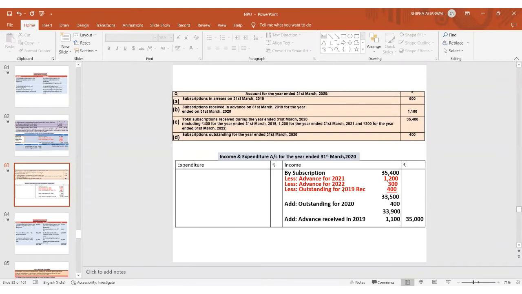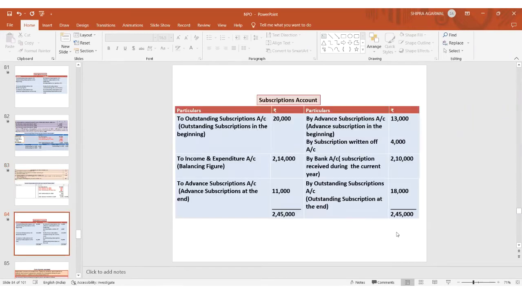And they have also given us that subscriptions received in advance on 31st March 2019 for the year ended on 31st March 2020. That means subscription paid at the beginning of the year for the current year is 1100. So that again belongs to the current year. So I will add it over here, and the final amount is shown on the income side of the income and expenditure account. And if you want to show this in the form of an account, you can prepare it like this also.